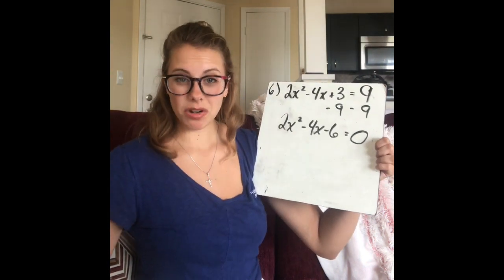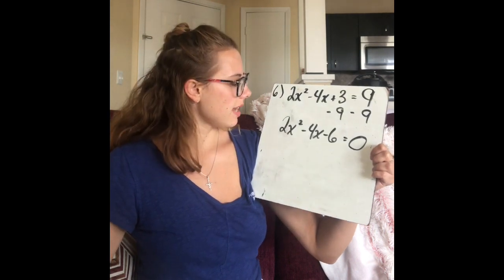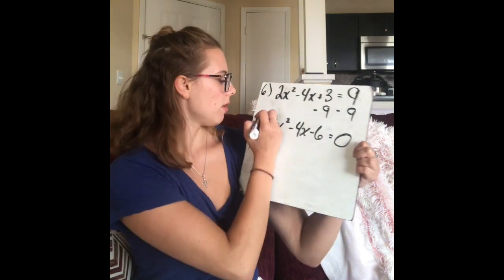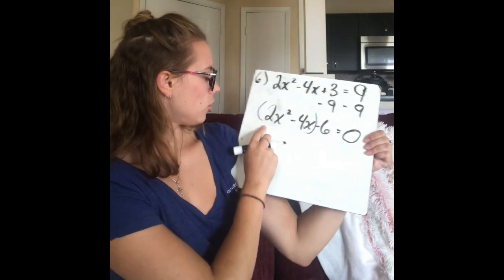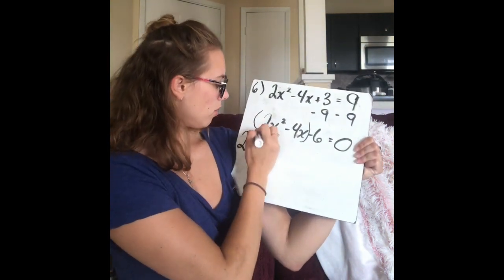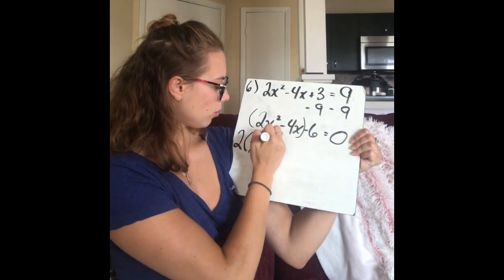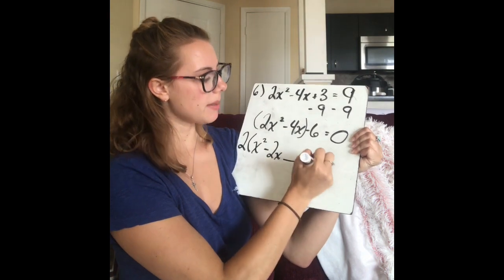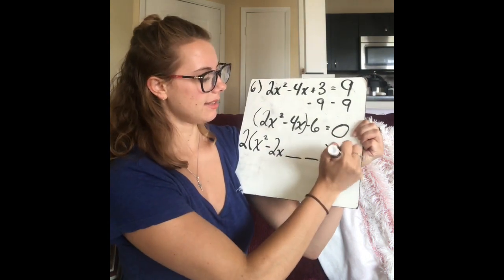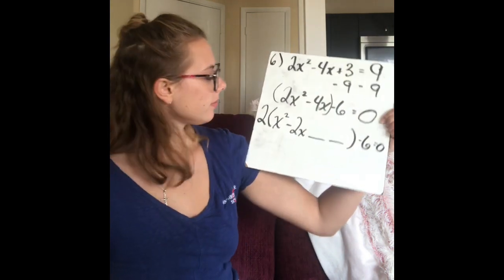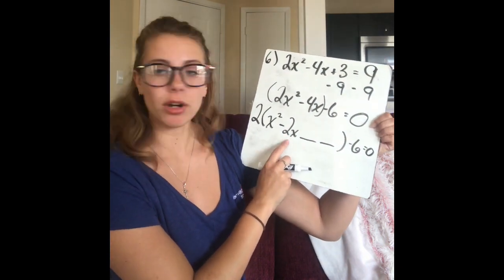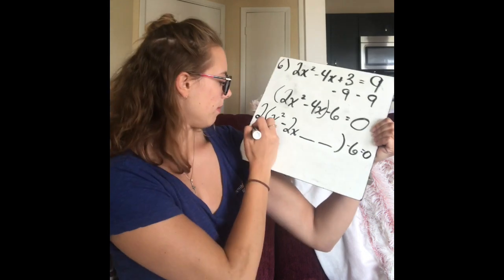And now here I can also pull out a GCF. I'm only going to pull it out of these first 2 terms though. My GCF that I can pull out is 2. So I'll pull out a 2, and in here I end up with x squared minus 2x, and I'll leave 2 spaces in here. Minus 6 equals 0. So what we're going to do to complete the square is figure out what makes this a perfect square trinomial.